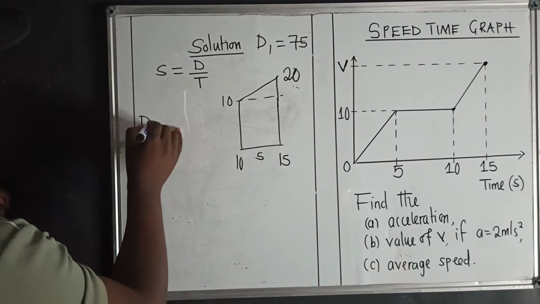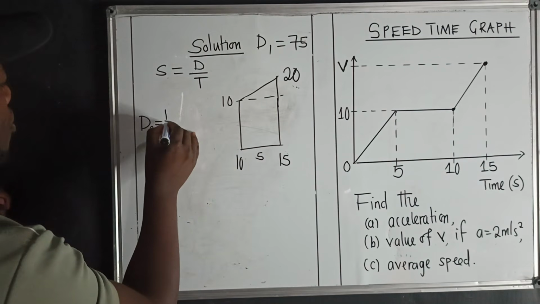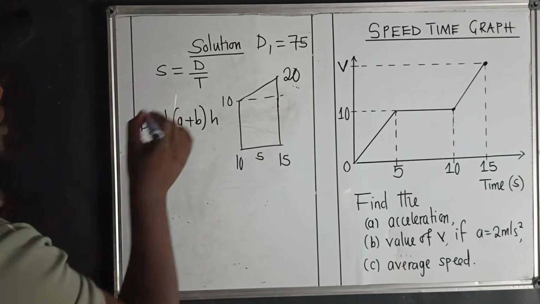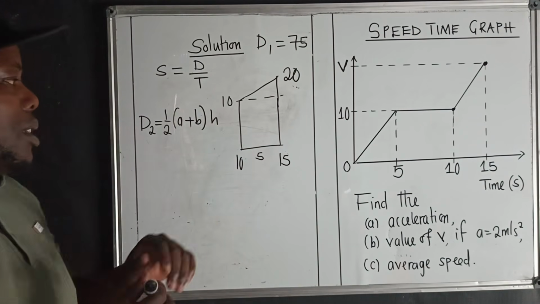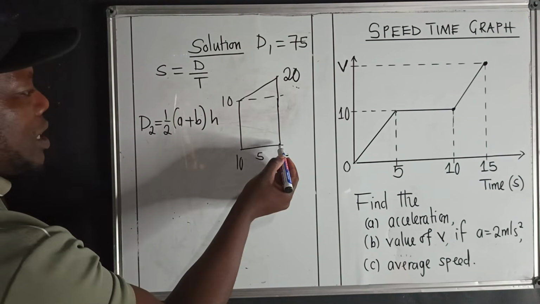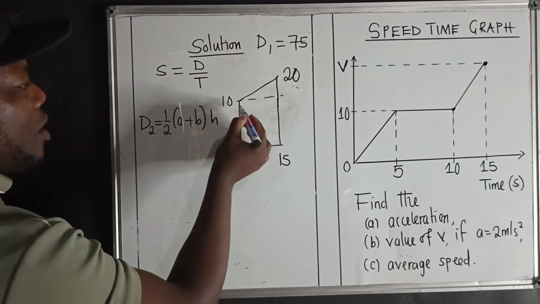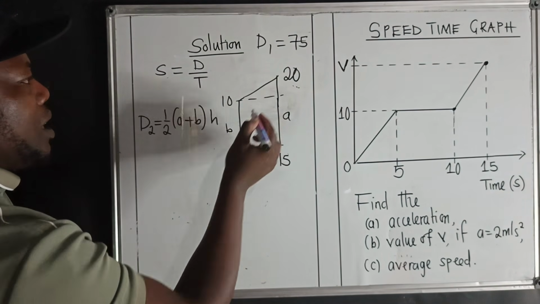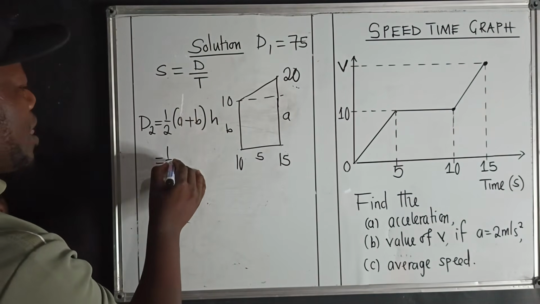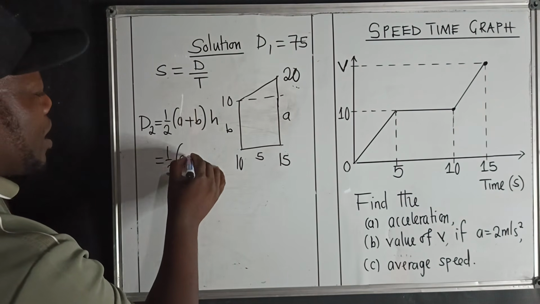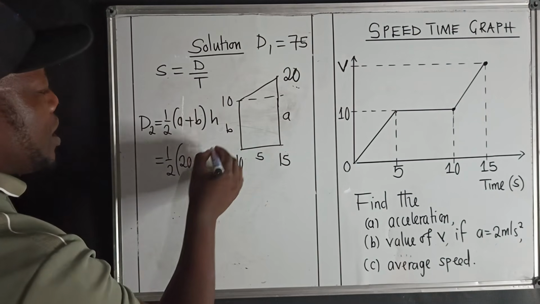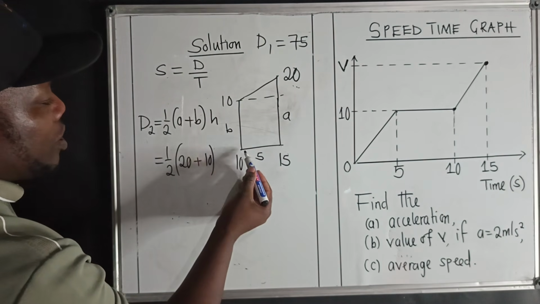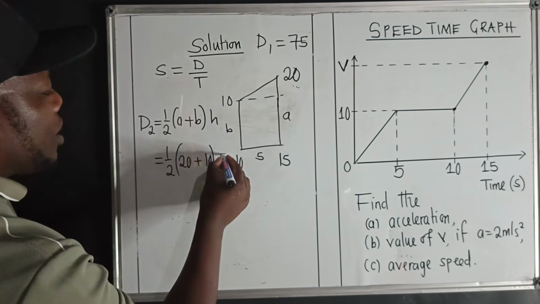So we're going to say distance 2 is equal to 1 over 2 (A plus B) H. The same formula, because this is a trapezium. Now, things will change. These two parallel lines, one of them will be our A, the other one will be our B. So from here to here, it's our A, and that's a 20. Okay, plus. From here to here, it's a 10. Now the height will be the distance from here to here, which is a 5.